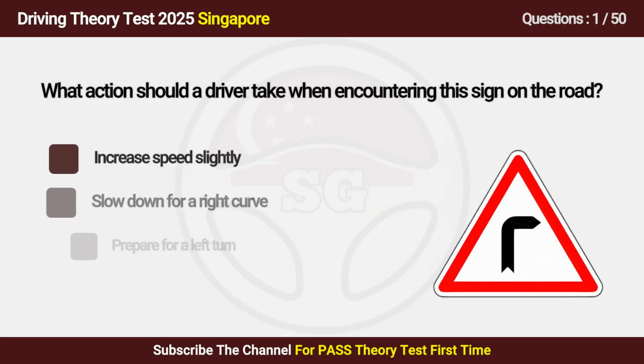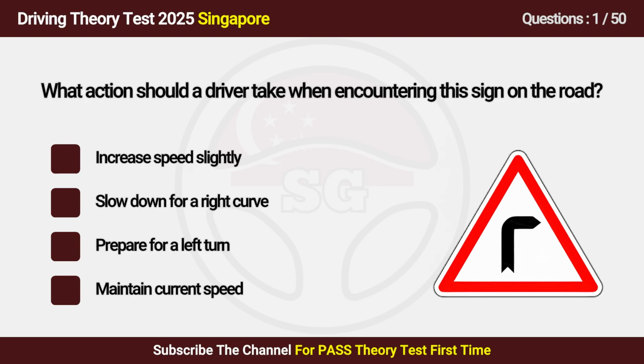Question 1. What action should a driver take when encountering this sign on the road? A. Increase speed slightly. B. Slow down for a right curve. C. Prepare for a left turn. D. Maintain current speed.